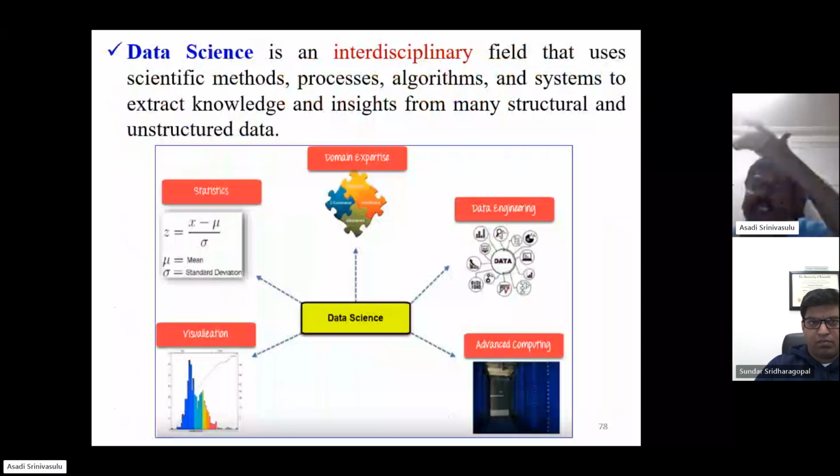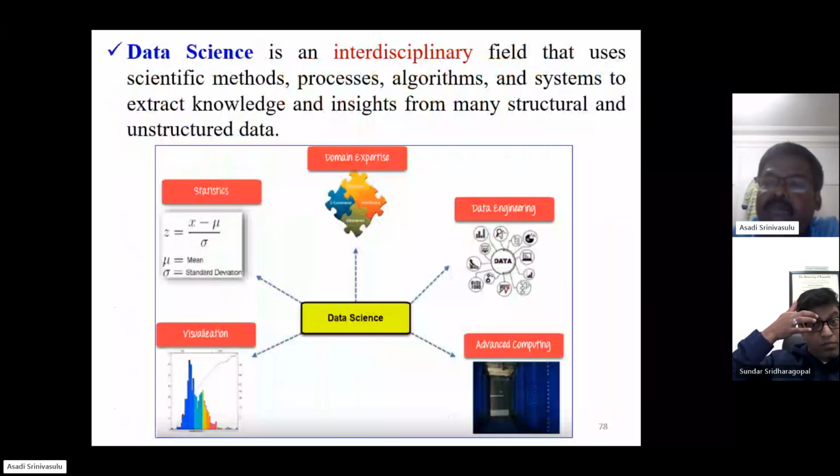So the backbone for cloud computing is data center and virtualization. Data center is nothing but a collection of highly integrated servers at one place. And virtualization is also a backbone for cloud computing.